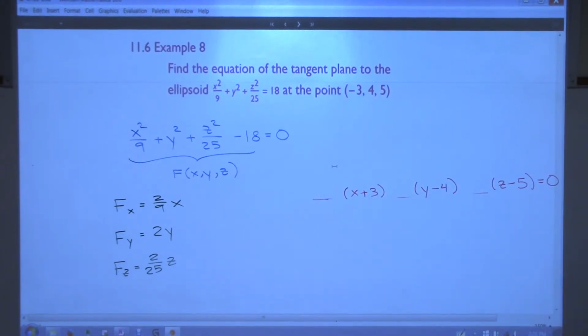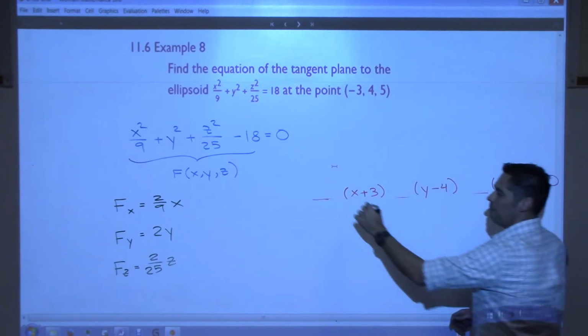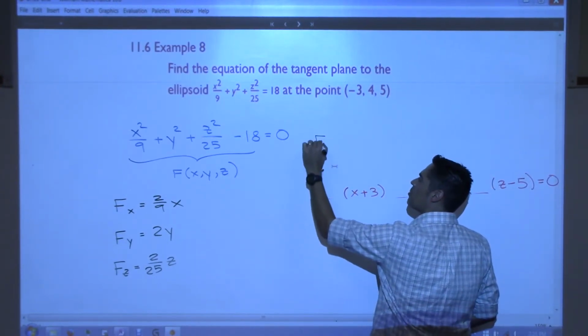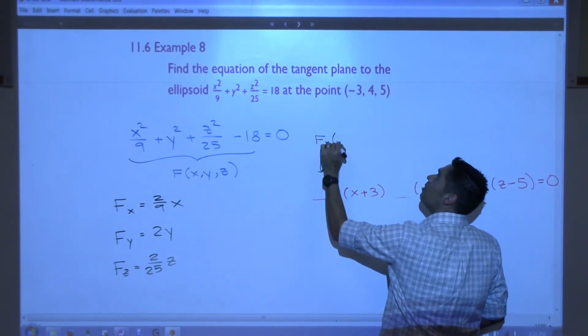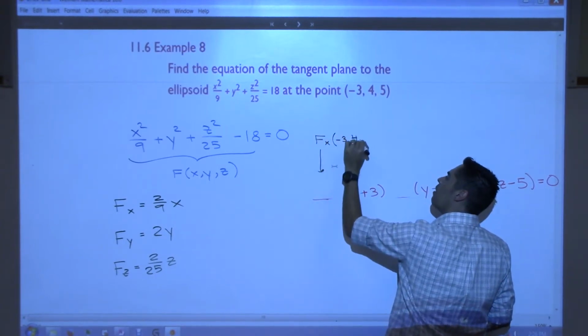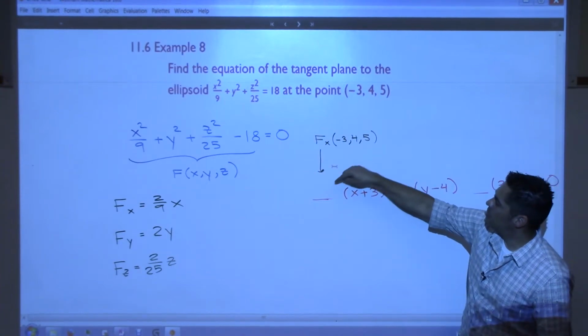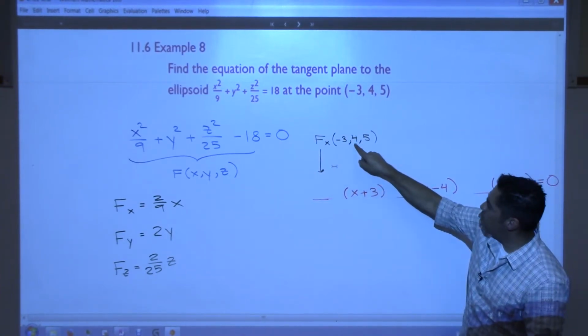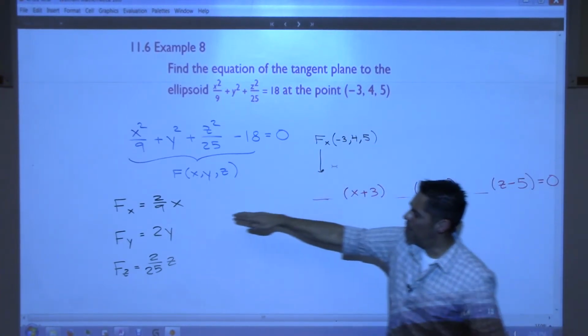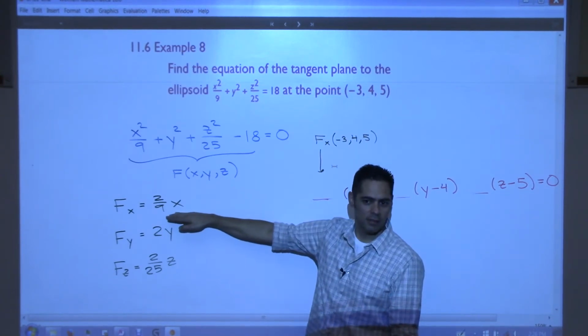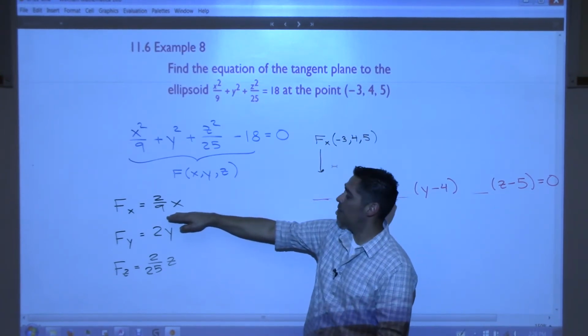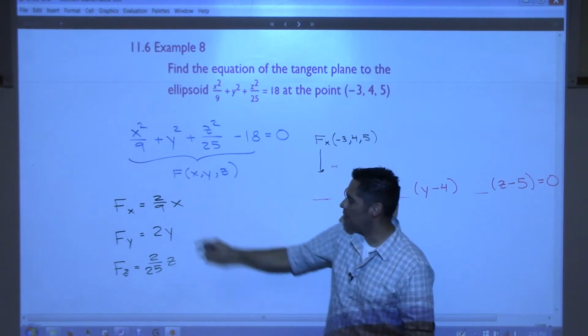And now what I need to do, this number right here, is a partial of F with respect to x with -3, 4, and 5 plugged into it, right? So plug in -3 for x, 4 for y, 5 for z. But it only has x in it, right? So all I have to do is plug in -3. Let's plug -3 in right there. What do you get?